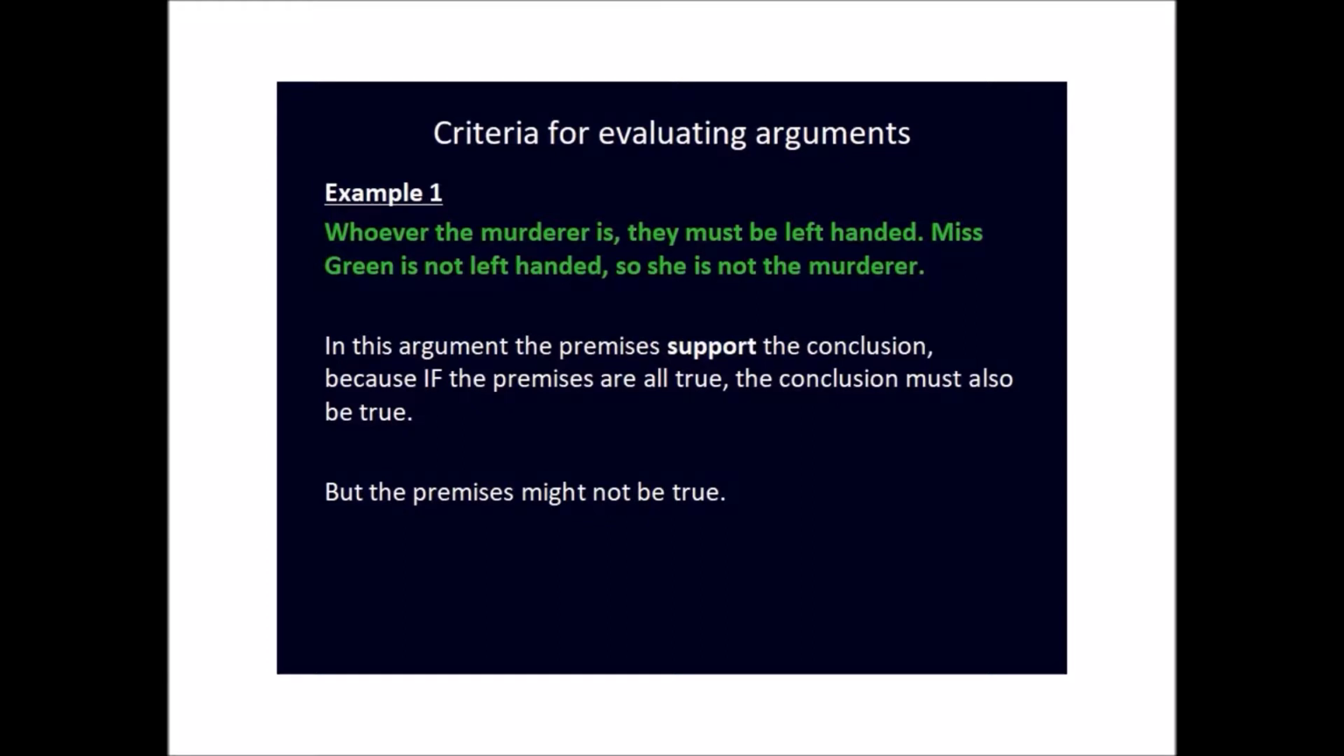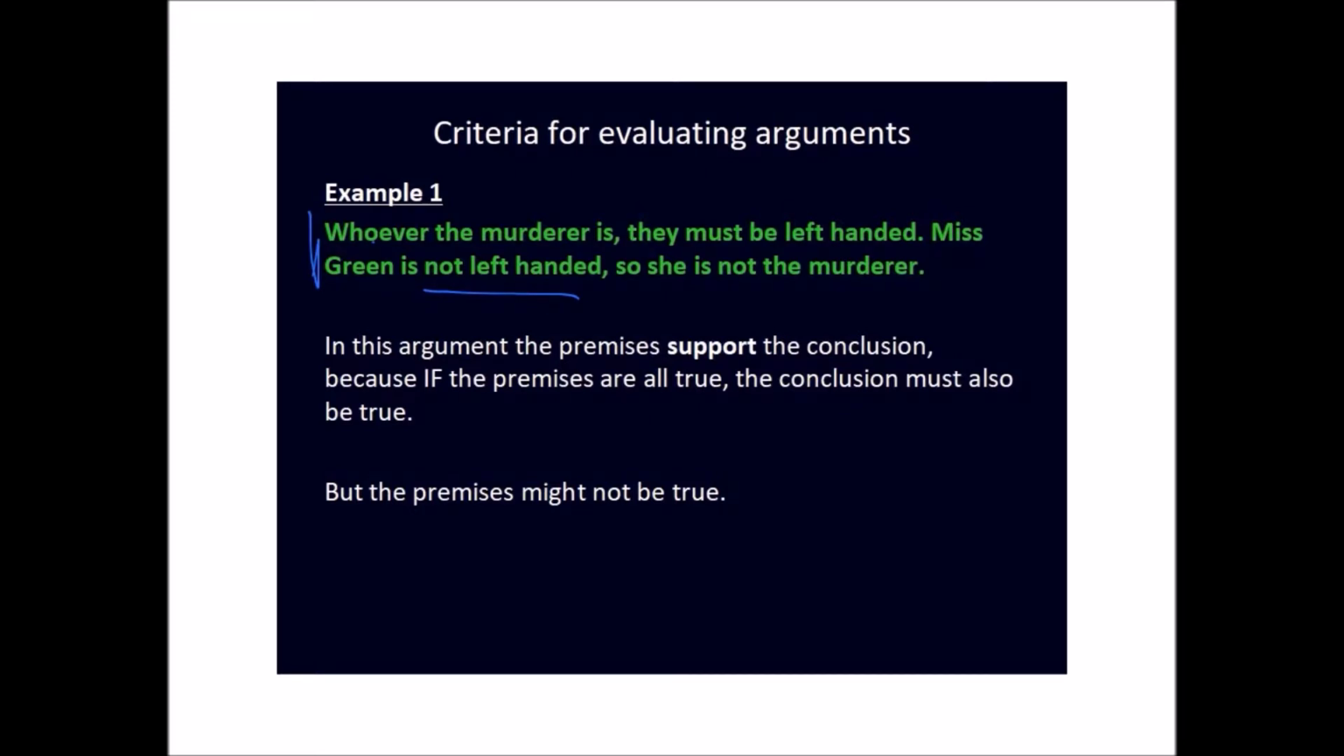So consider this argument. Imagine you're a detective investigating a murder and you've got evidence that the murderer, whoever they are, must be a left-handed person. Now suppose one of your suspects is Miss Green and you know that she's not left-handed. The conclusion you can draw is that she's not the murderer.